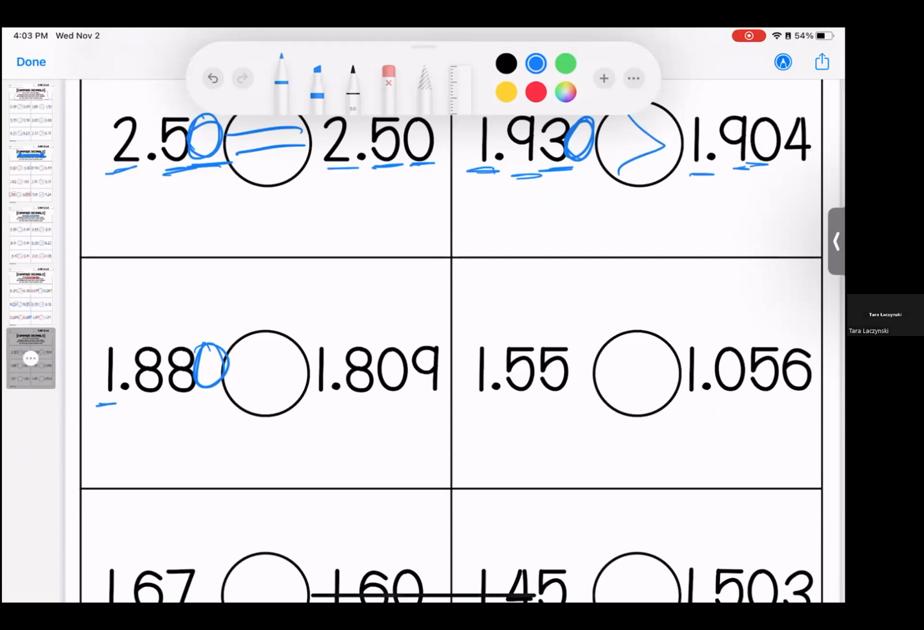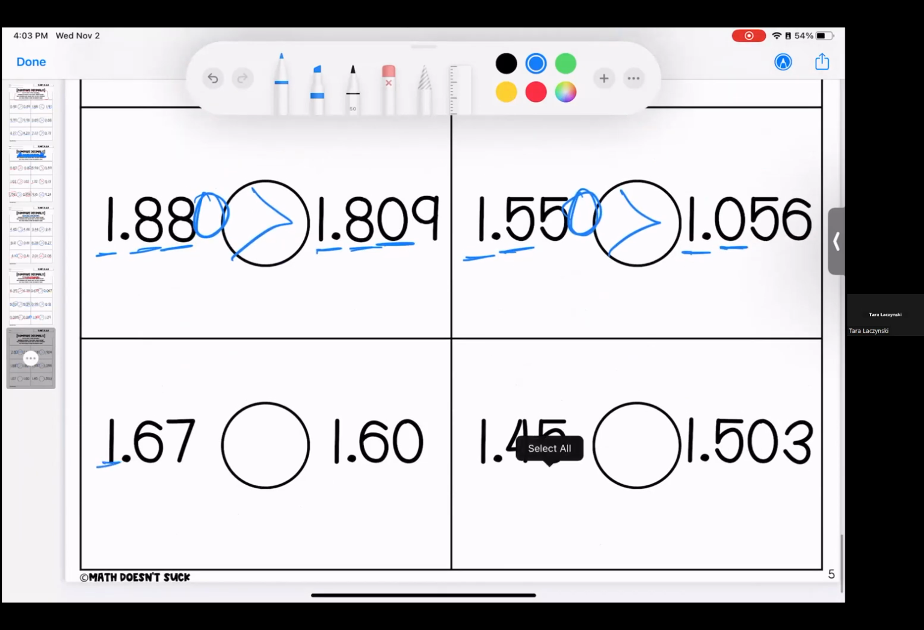Balance it out. 1 and 1, they're the same. 8 and 8, they're the same. 8 and 0, 8 is greater. Balance it out. 1 and 1, 5 and 0, 5 is greater. 2 more. 1 and 1, 6 and 6, 7 is greater. And then the last one, balance it out. 1 and 1, 4 and 5, 5 is greater.